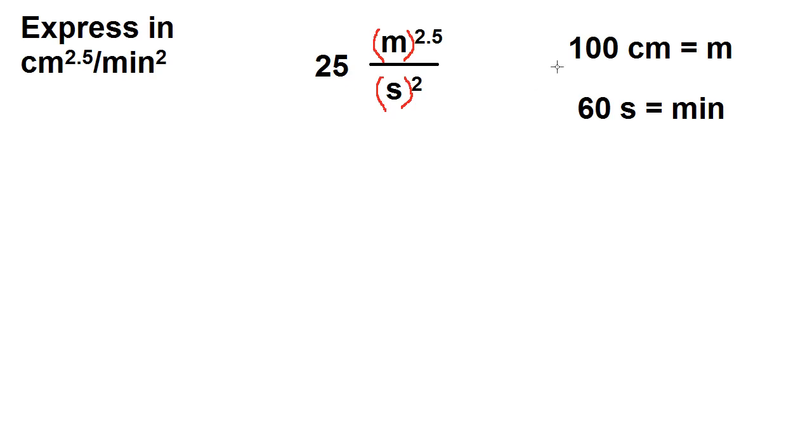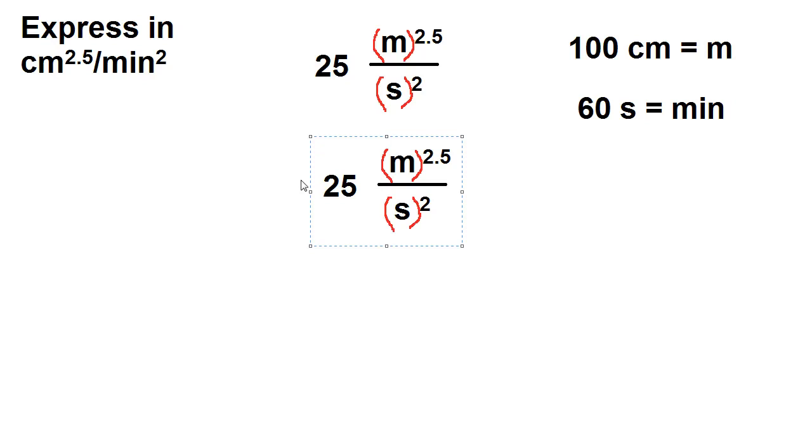Now, the next step, we're going to actually start replacing them. So we're going to copy this down like so underneath it. And what we're going to do is we're going to switch out meters and seconds for what they're equivalent to. We'll start with the meters. If you look at the right-hand side of the screen, you'll notice that we have a relationship that directly relates centimeters and meters together.